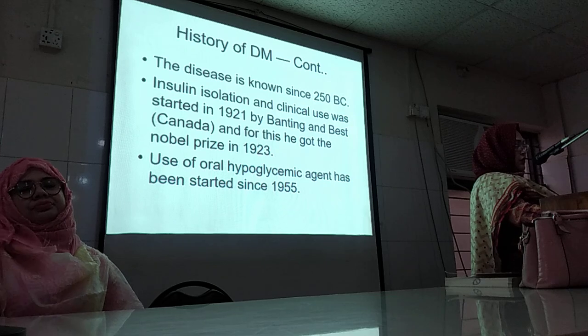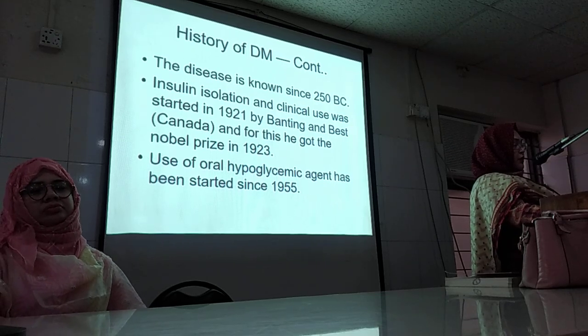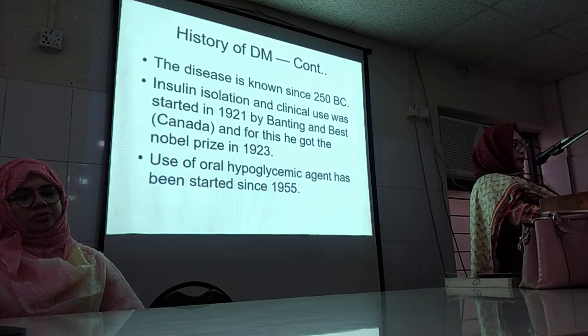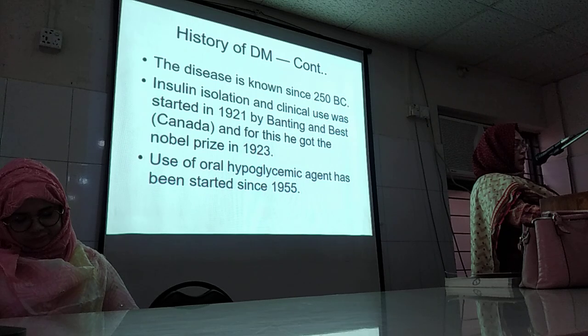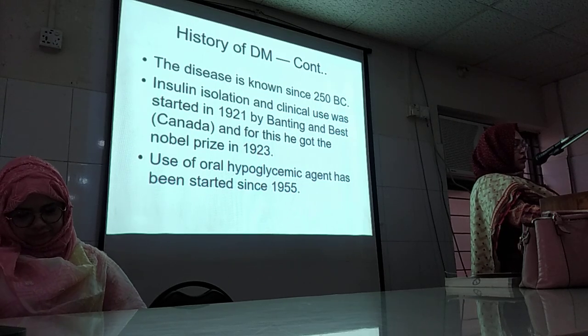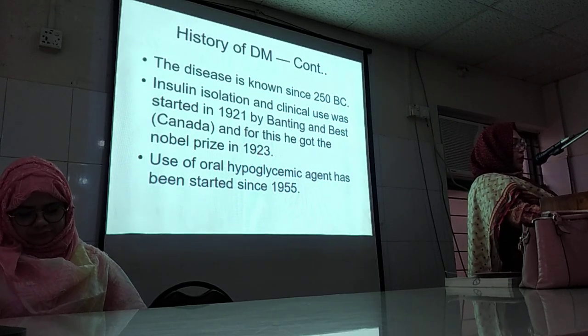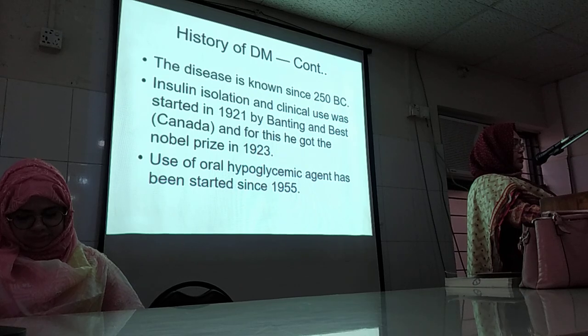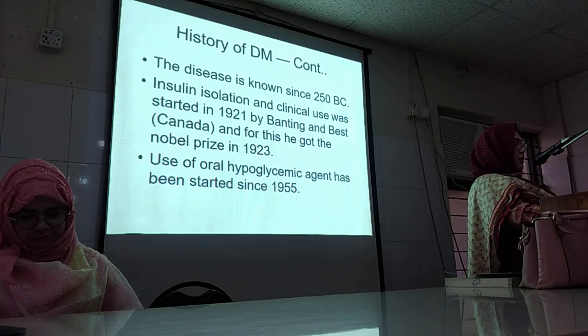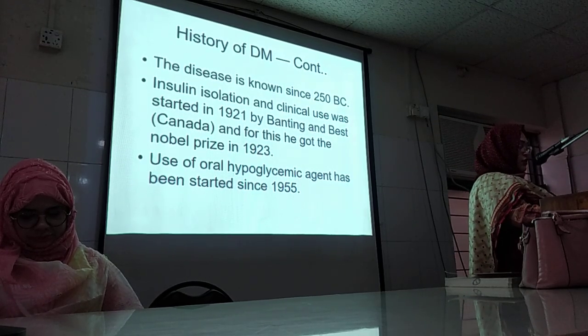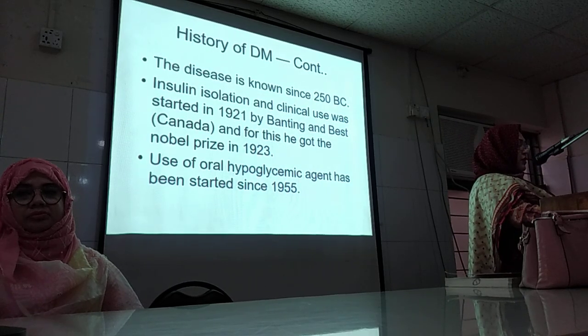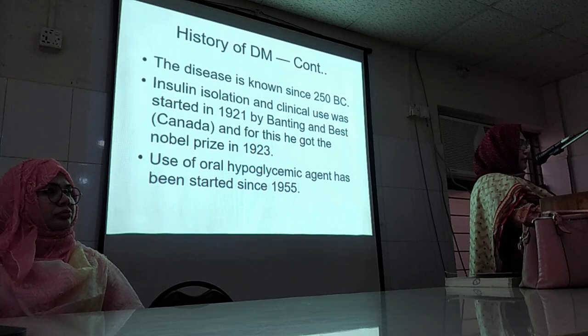This disease is known since 250 BC. Insulin isolation and clinical use was started in 1921 by Banting and Best of Canada, and for this they got the Nobel Prize in 1923. Use of oral hypoglycemic agents has been started since 1955.